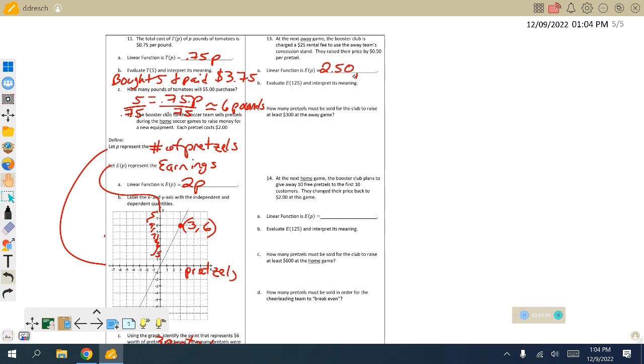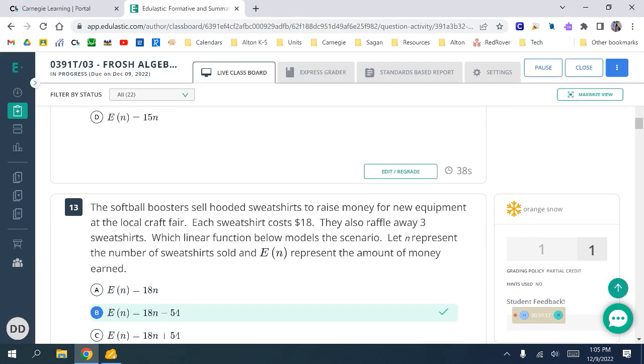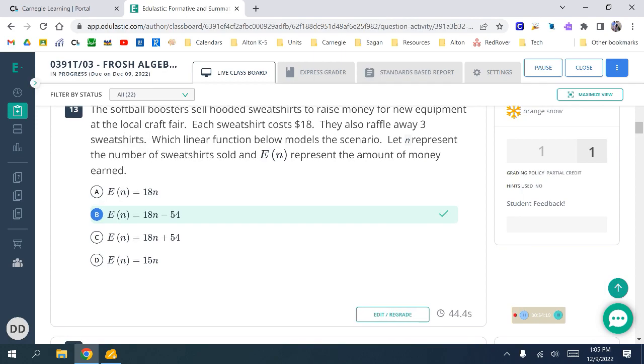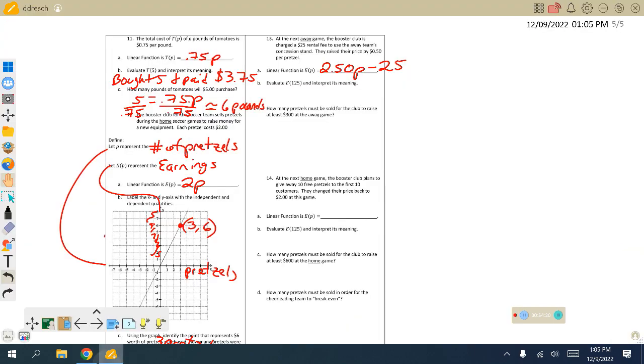250 instead of 2. And also subtracting out $25, right? So that's going to be your equation for the away game. That is what you just did on that quiz and selected this exact same thing. $18 per sweatshirt, raffle away 3 of those. Each sweatshirt costs you what, $18? You're losing 54. That better be better on Monday.